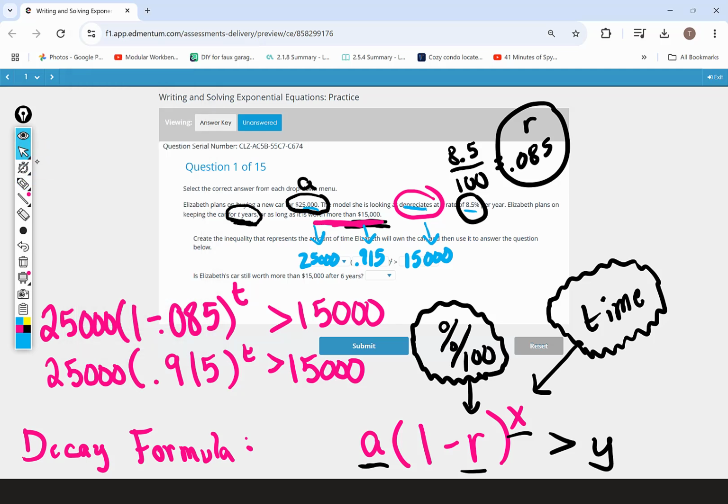The second part of the question says, is Elizabeth's car still worth more than $15,000 after 6 years? So now they give us a value for t. So we're going to figure out what is 25,000 multiplied by 0.915 after it's raised to the 6th power.